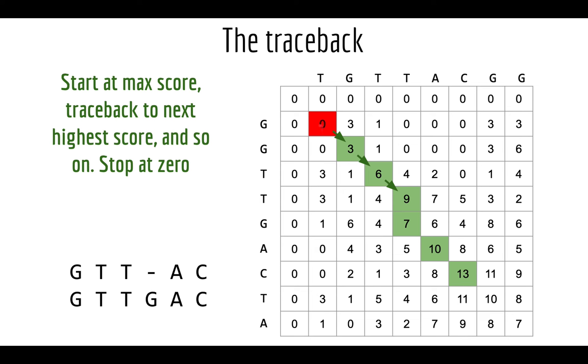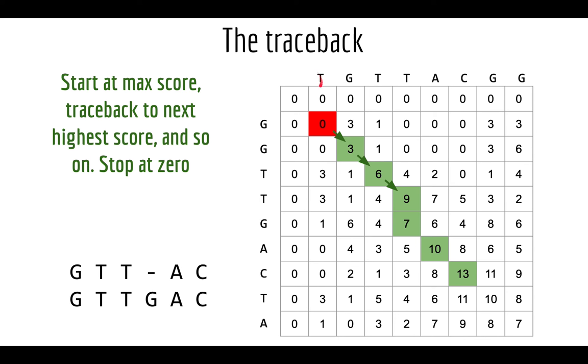And when you hit 0, that's where the alignment ends. So we don't have an entry for G versus T or T versus gap. It ends at G versus G. Okay? So the 0, that's why we never go below 0. 0 is what tells the algorithm that's where the alignment stops. And that's what makes it local.